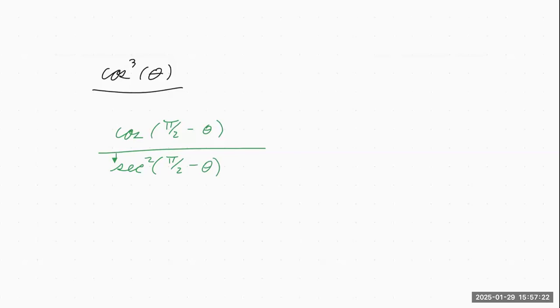Let's first look at the numerator. The numerator is cosine of pi over 2 minus theta. Anytime you see the input of a trig function is pi over 2 minus theta, not negative theta, that's different. That was the even and odd identities. But if the input is pi over 2 minus theta, then you always want to use cofunction identities. They're the only identities that change the input from pi over 2 minus theta to theta. And that's what we generally want to do.